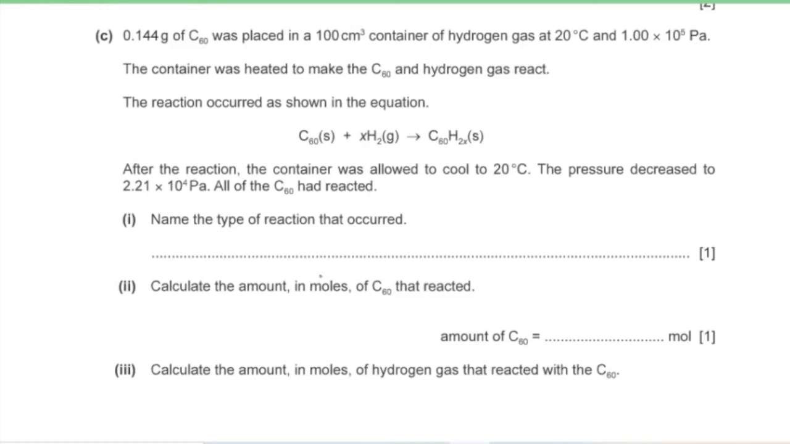The pressure decreased to 2.21 into 10 to the power of 4 pascals. All of the C60 had reacted. Part 1, the type of reaction that occurred. So addition of hydrogen to C60. So this is an addition reaction.